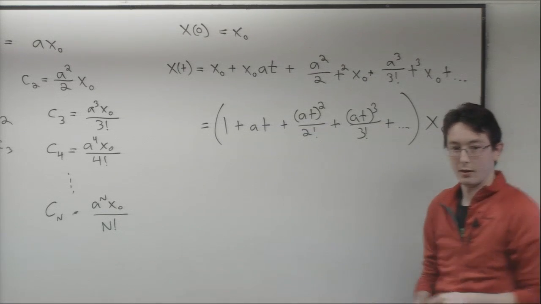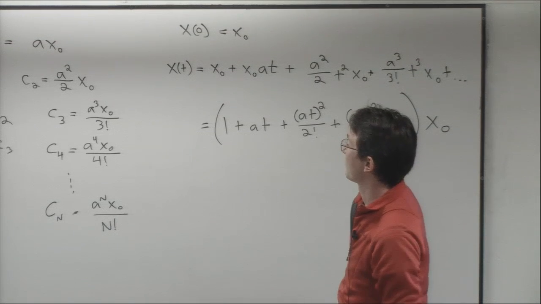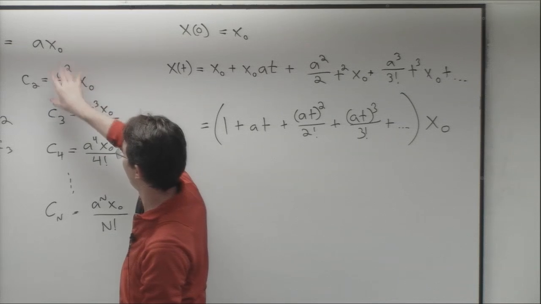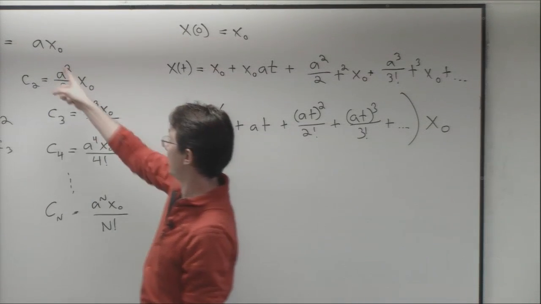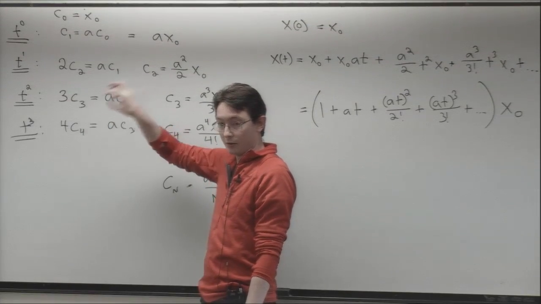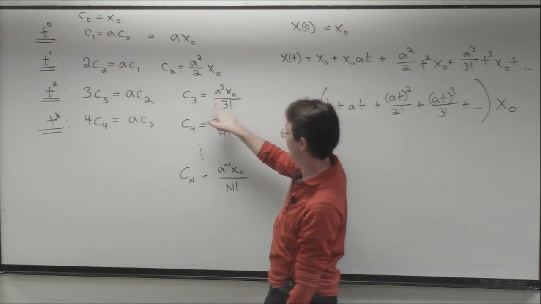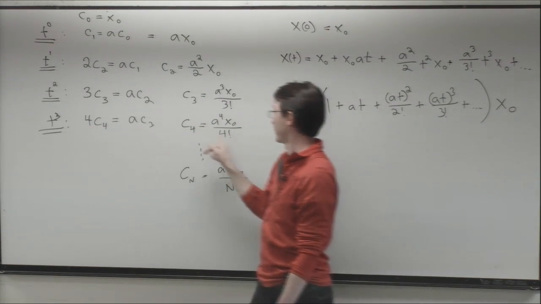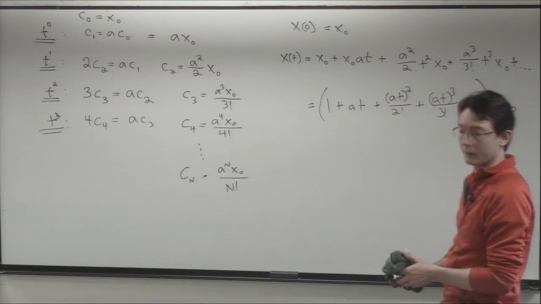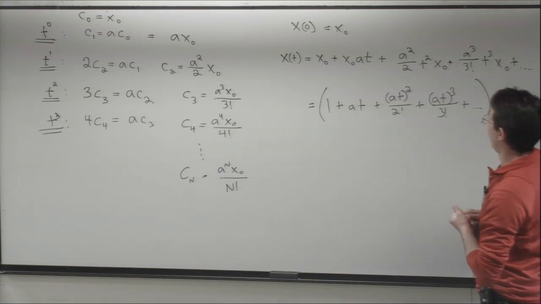Did I mess something up? I'm sorry? Like here, for example? Okay, so the reason there's a factorial: the previous term c2 has a 1/2 in it, and then I divide by another 3, so I have a 2 times 3 in the denominator. Then c3 has a 2 times 3 in the denominator, and then I divide by 4, so I get a 4 factorial in c4. So we're getting everything in terms of x naught.